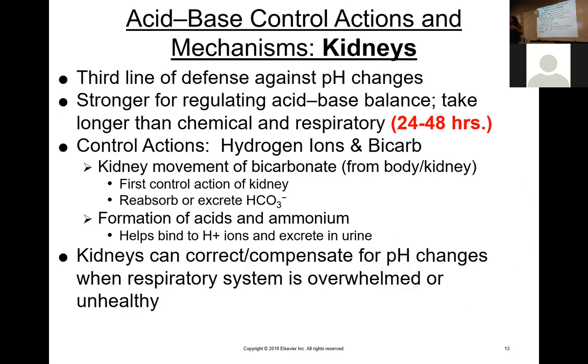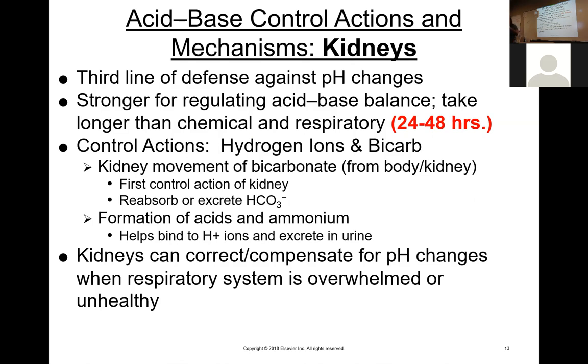So the lungs make quick changes and we see effects quickly, but the kidneys take a little bit longer, hours versus minutes, up to days, but hours versus minutes, and it's a more powerful shift, right? This is the third line of defense for pH changes. It can take longer, up to 24, 48 hours, and it controls the hydrogen ions and the bicarb, right? So we can see changes there.